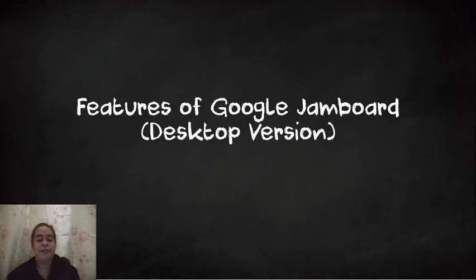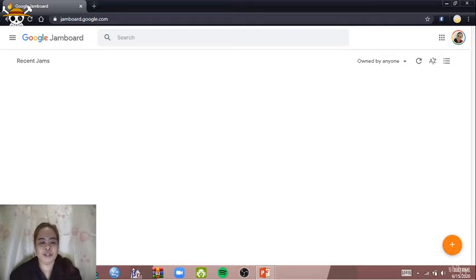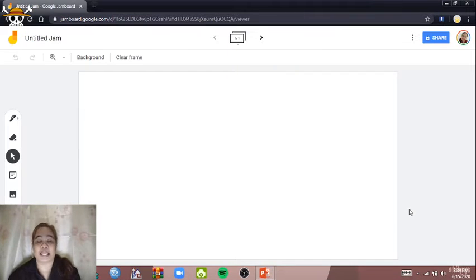Now, what are the features of the Google Jamboard desktop version? In this discussion, I'll be focusing more on the desktop version. When you go to jamboard.google.com in your URL, and you do not have any existing jams, you will see this. If you click the plus sign here, it will lead you to an untitled jam. We call the frames, or the boards here, a jam, so one file is a jam. Now I'll be discussing the buttons later.